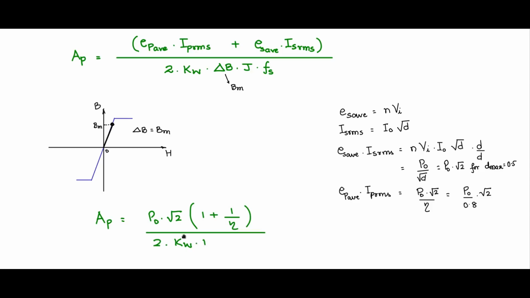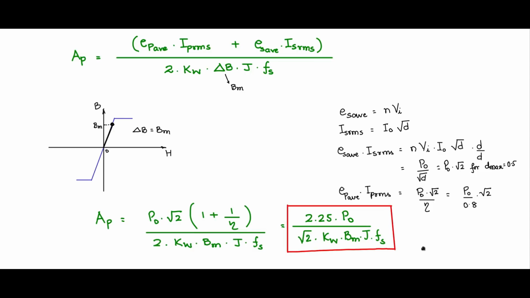and the denominator 2 kW delta B J Fs. So this portion, 1 plus 1 by 0.8, is 2.25 into P naught root 2, and this 2. So I will replace in the denominator root 2 into kW Bm J Fs. So this would be the area product of a forward converter. So let us use this area product and do an example.